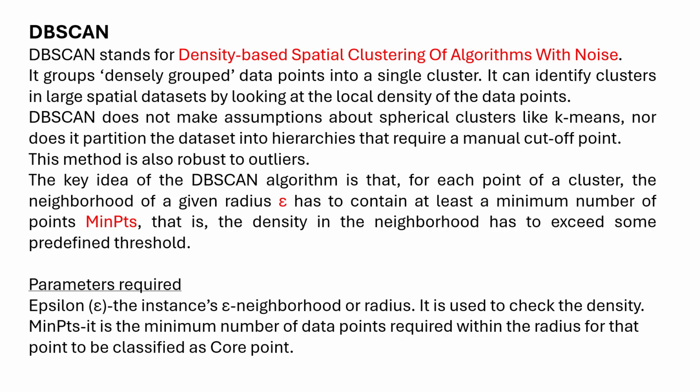Consequently, DBSCAN requires only two parameters. The first is epsilon. This defines the radius used to examine the neighborhood around each point and is used to assess the local density. The second is MinPts, which specifies the minimum number of data points that must fall within the epsilon radius before the point is classified as a core point, including itself.